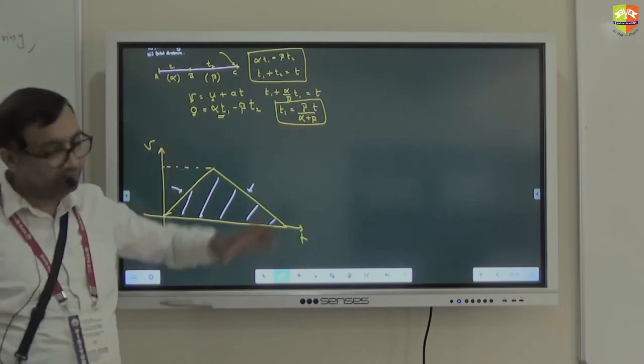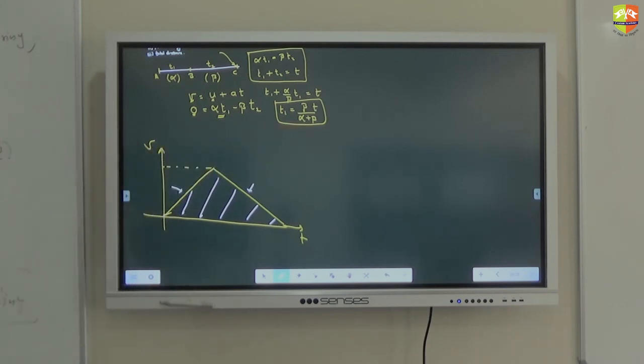Okay. Alpha beta T by alpha plus beta. Velocity. Velocity only.